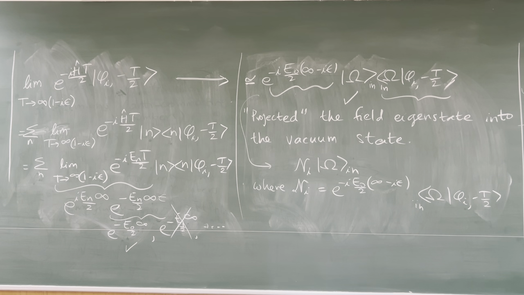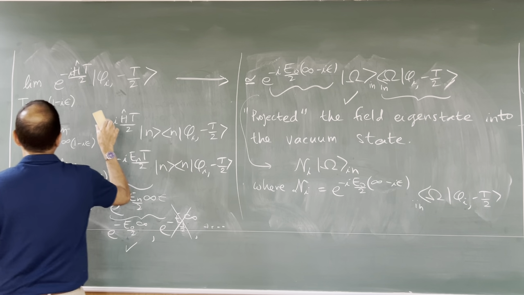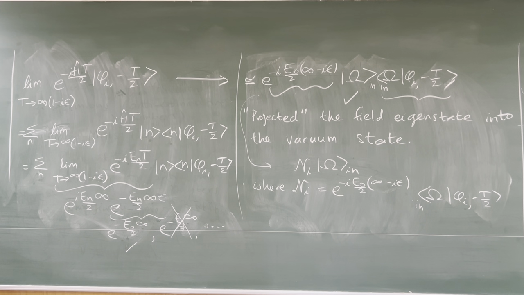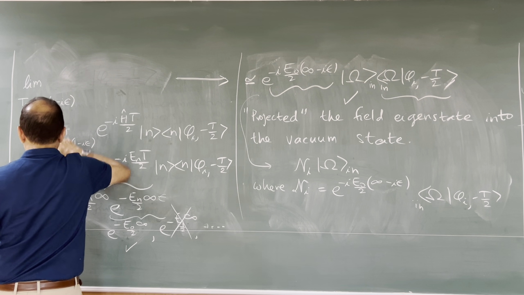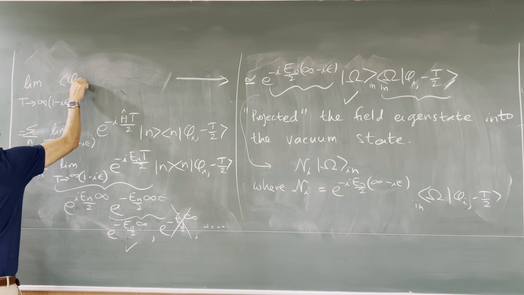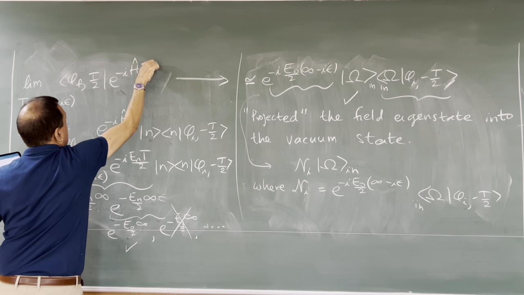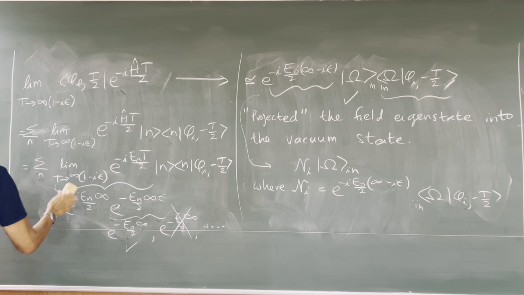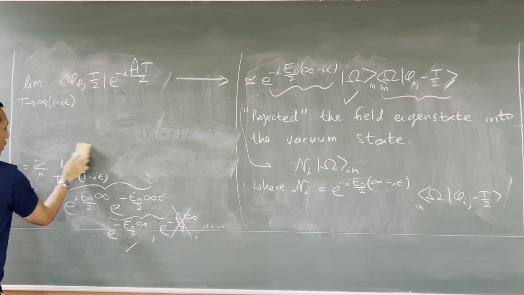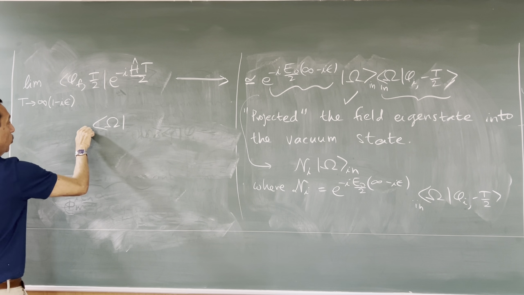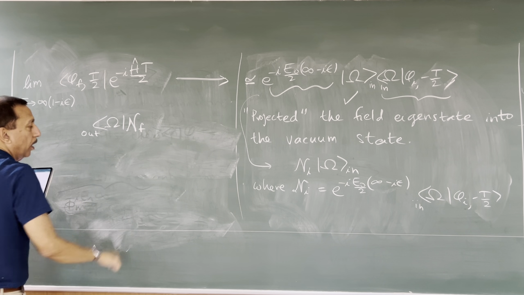And so putting everything together, the other way is very easy to write. I can just write it here, just by making small changes. Phi_f at plus t by 2, e to the minus i H t by 2. By exactly the same sort of calculation, this is going to go to omega out times another normalization factor N_f.